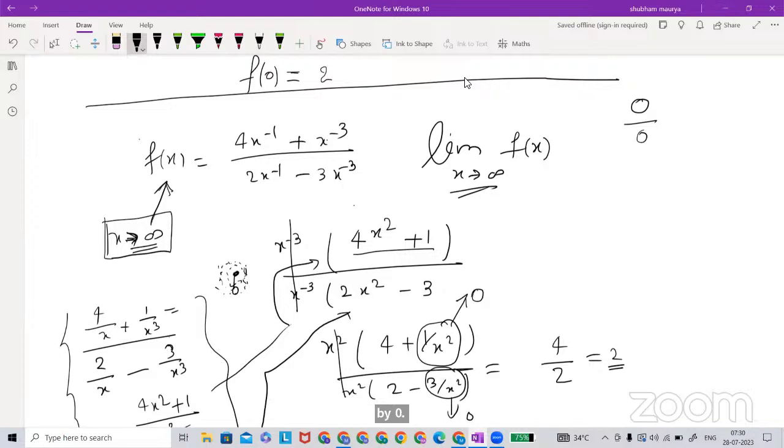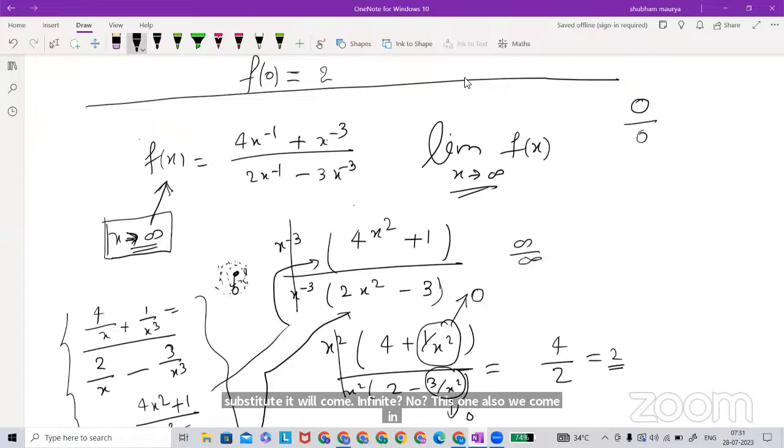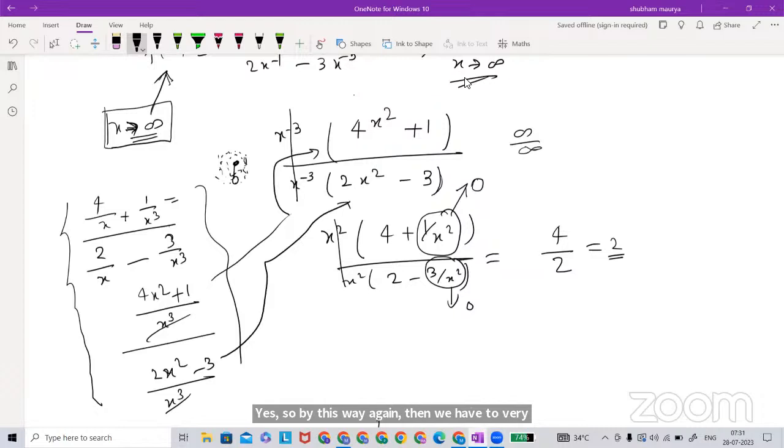That's why we are going for this 4x square plus 1 divided by 2x. But there we can substitute, right? 4x square plus 1. So again, not substituting. Let's substitute infinity here. Again, what will you get? Infinite by infinite form, no? That is also indeterminate. As you substitute, it will come infinite, and this one also becomes infinite. Okay, sir, got it. So in this way, we have to proceed very carefully.